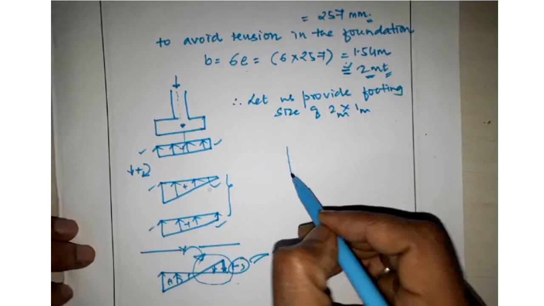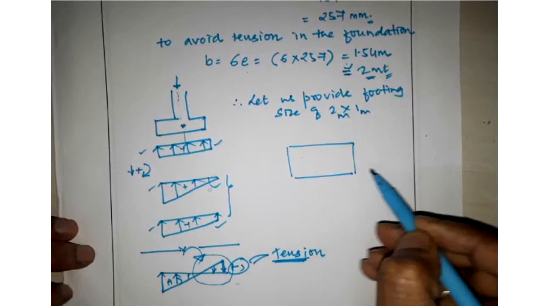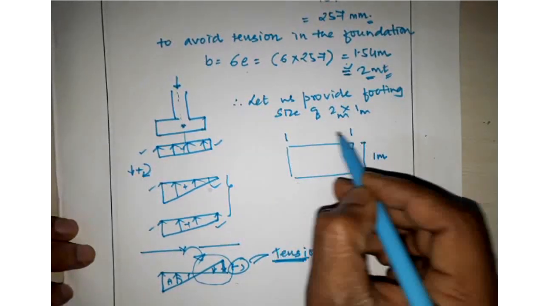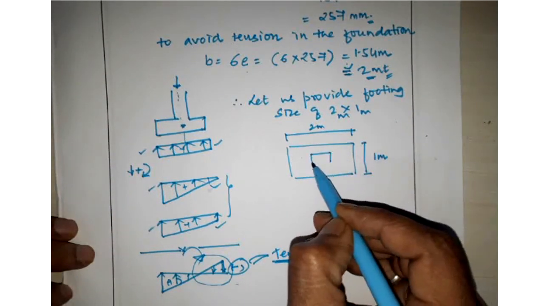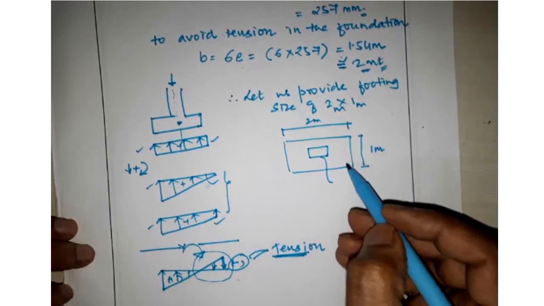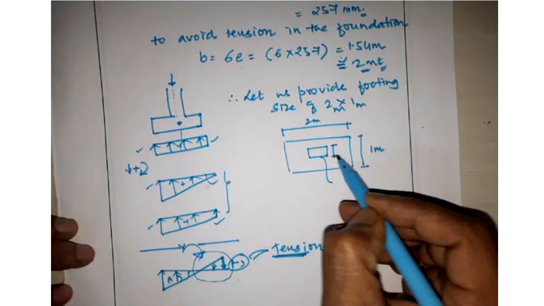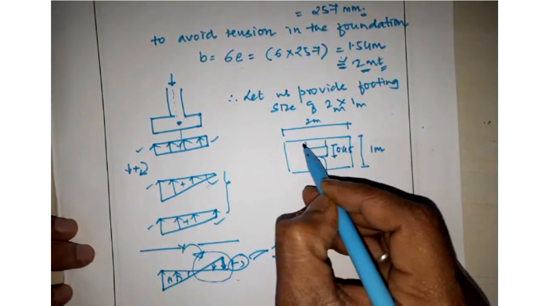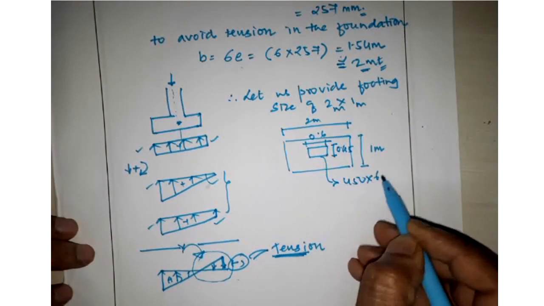It should be like this. Your footing will be, this width is 1 meter and this width is 2 meter, and we have the column here. So this is 450 by 600. So this width is 0.45 and this width is 0.6 because we have the column size as 450 by 600 mm.